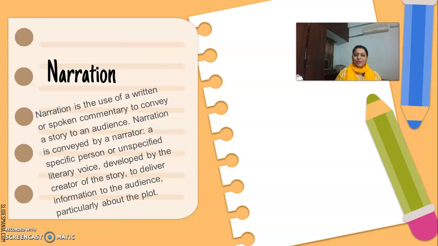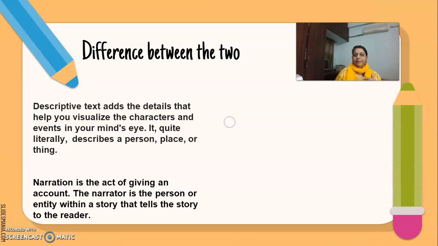Children also tell tall stories. Narration is conveyed by a narrator. So, generally, the author will have a specific person or an unspecified literary voice in the text that will be telling the story or giving the information to the reader or audience, and particularly talks about the plot of the story. Now, there are differences between the two.